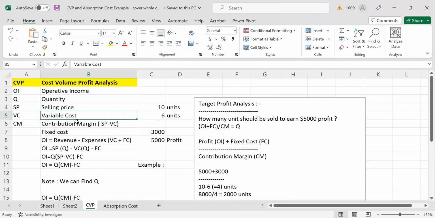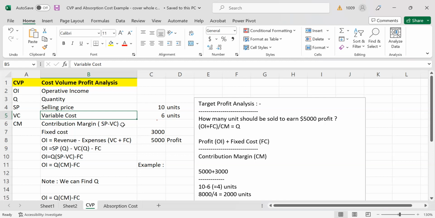CM is the contribution margin, which we know is SP minus VC, selling price minus variable cost. So that will be the contribution margin. Contribution margin is how much you are contributing to increase the sale, maybe through marketing, selling, and some strategies that you are implementing in the selling and promotions of the goods and services. That will be the contribution that you are making. More and more contribution, more profit that you will get. That's why it's known as contribution margin.